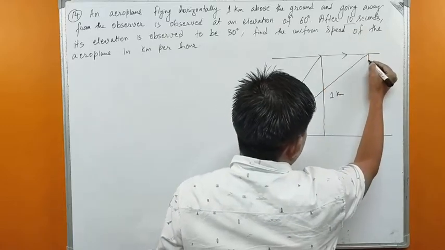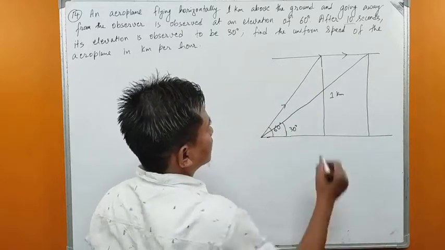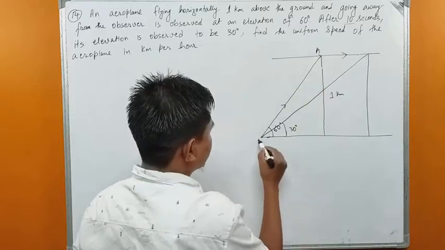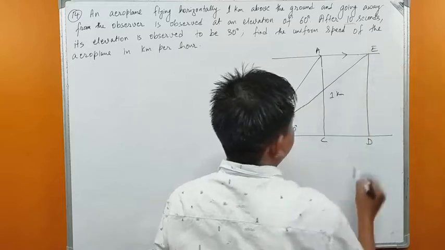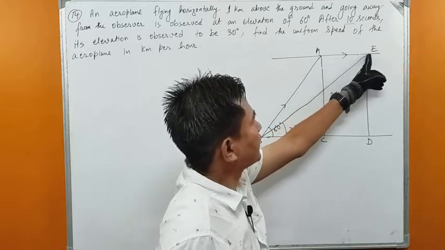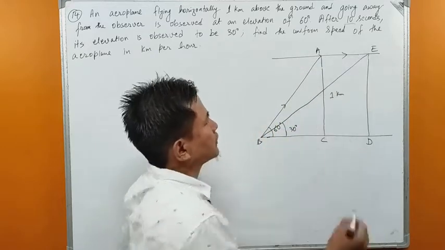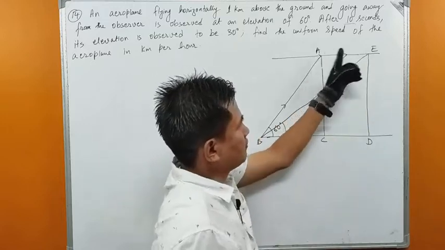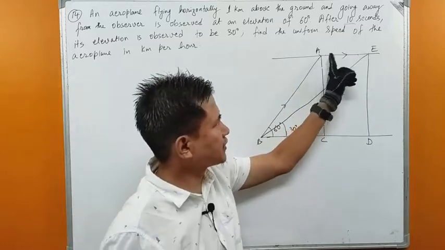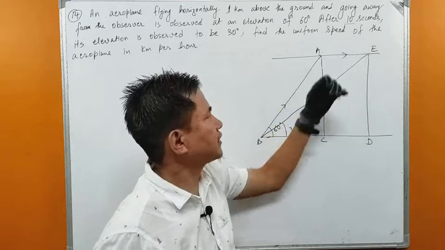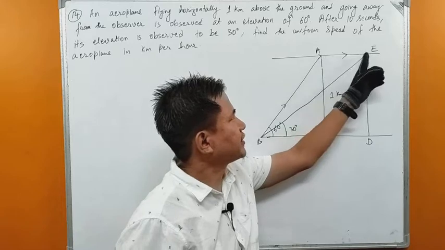So let us join this down. Now you can see two triangles, isn't it? Suppose this is A, this is B, this is C, this is D, and this is E. So AE is the distance covered by the aeroplane in time 10 seconds. Distance AE divided by time 10 seconds gives us the speed of the aeroplane, isn't it? So our main motive is to find the distance AE.